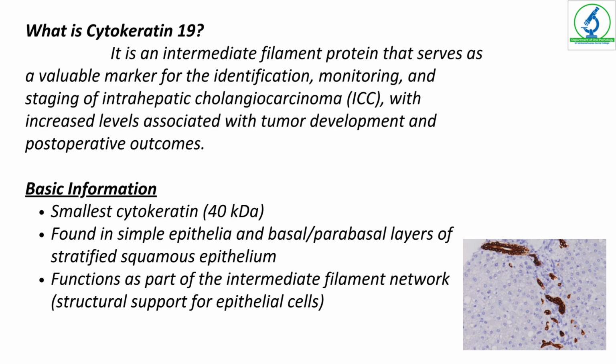Basic information. Smallest cytokeratin, 40 kDa, found in simple epithelia and basal, parabasal layers of stratified squamous epithelium. Functions as part of the intermediate filament network, structural support for epithelial cells.